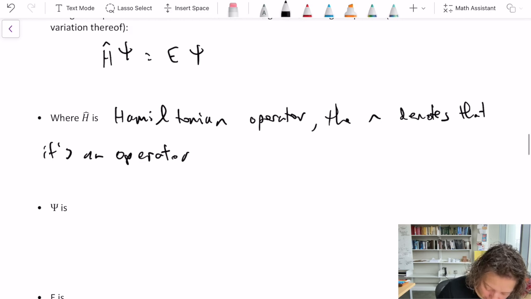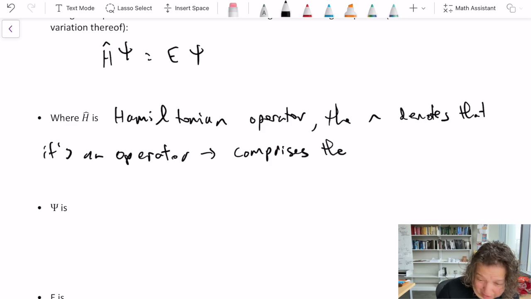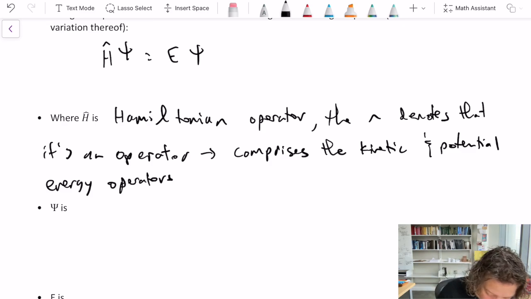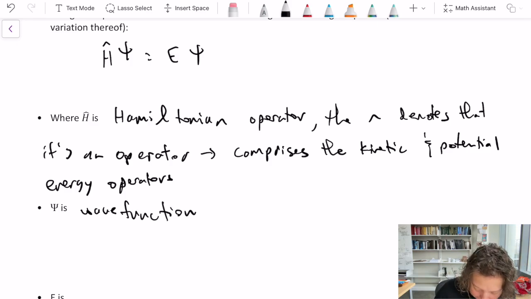Well, maybe I'll talk about this now. For the intents and purposes of this series of lectures, this comprises kinetic and potential operators. Psi is the wave function. It does not have a hat, it's a function, so it's not an operator. It's going to be operated on by the operator.